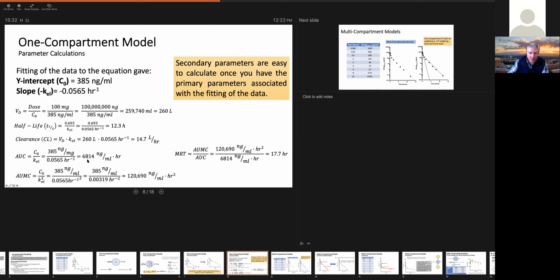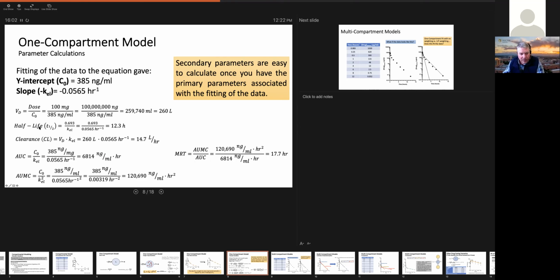The area under the moment curve, AUMC, is the second derivative with time. If you remember, when we did it in the non-compartmental, we multiplied it by time. We just do that again. Now our KEL is actually just squared in the denominator. You do that, comes out to this value. And the MRT, just like in the non-compartmental, the mean residence time is AUMC divided by AUC, comes out to be about 17.7 hours.